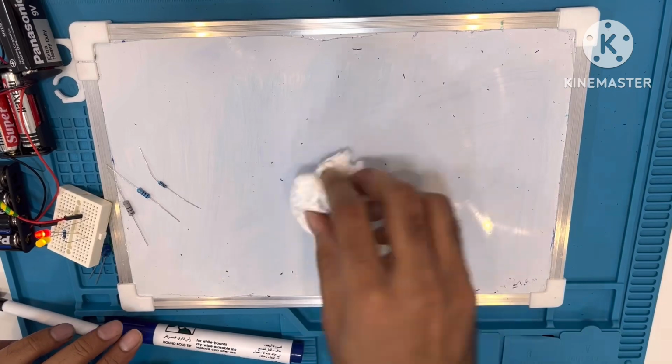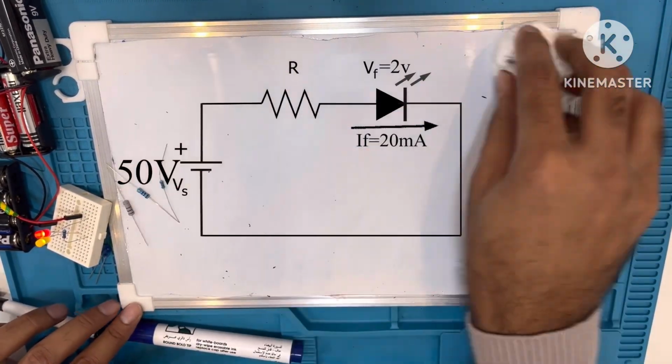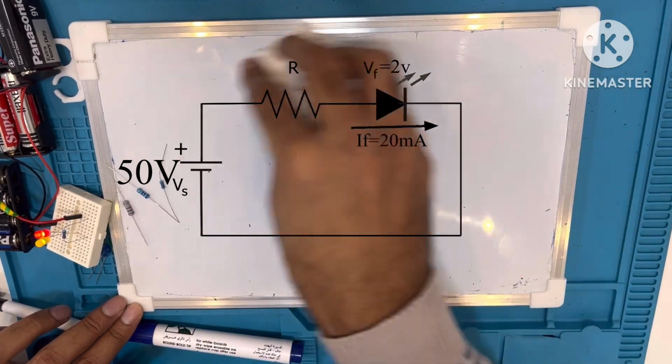Before ending this video, can you tell me which resistor I should use for this circuit? Also mention the power rating of the resistor.